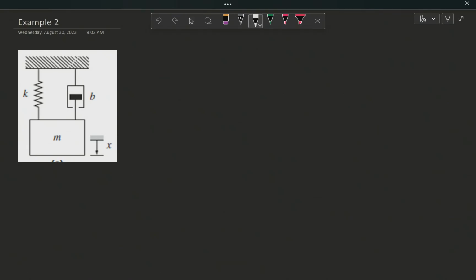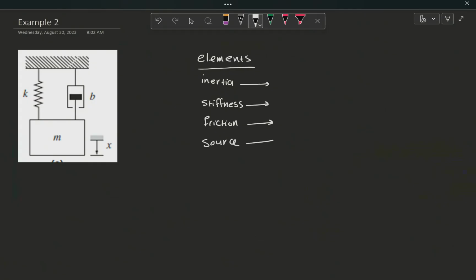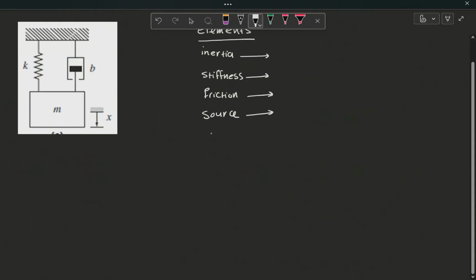So let's get started. I'm going to first list the elements in the system, just like the previous examples. So let's go after the elements. First, inertia, stiffness, friction, my sources, and the number of ODEs.